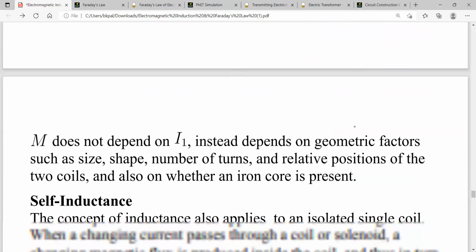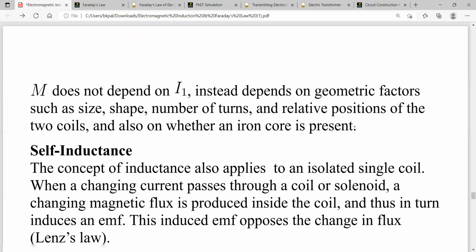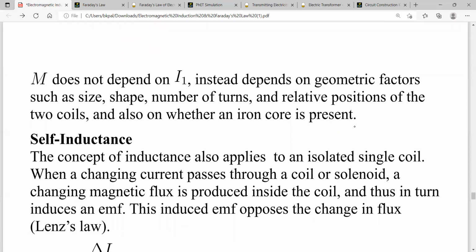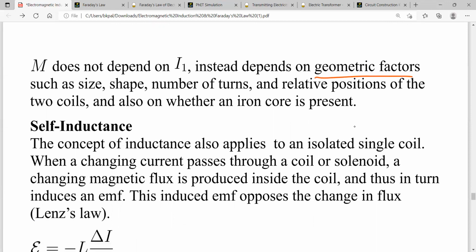All right. Now similar to the capacitance, mutual inductance depends on the geometrical factors. So what are the geometrical factors here that can affect the mutual inductance? That's the size, shape, number of turns, and relative position of the two coils. And also it depends on whether there is an iron core inside the coil. All right, so in a transformer we basically get mutual inductance.